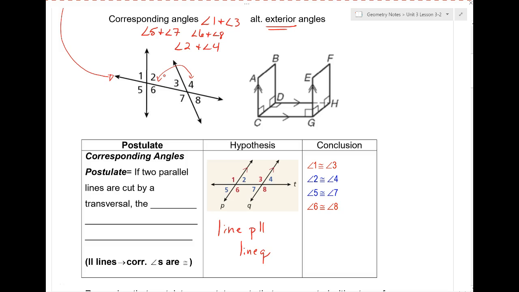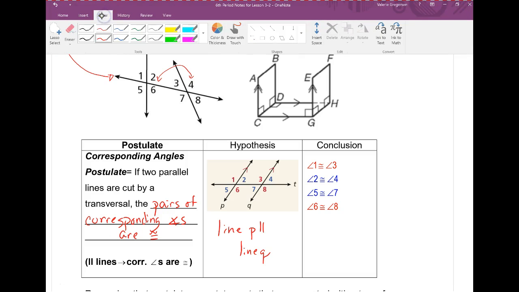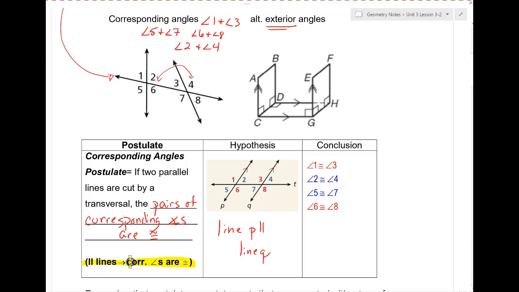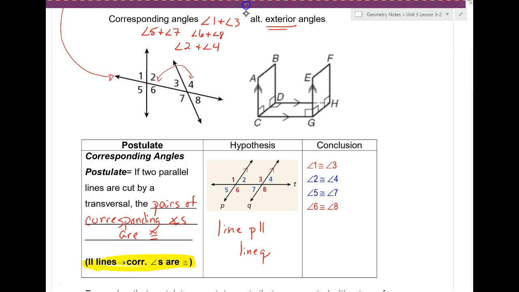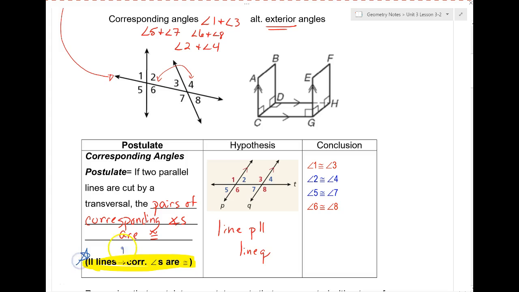So the corresponding angles postulate is the following. If two parallel lines are cut by a transversal, then the pairs of corresponding angles are congruent. I'm going to highlight this, and then I'm going to star it. This is how you should memorize it right there. Are what? Are congruent, just a congruent symbol. Are you abbreviating? Yeah, it makes it hard. All right, I can write it out. That's not a problem.